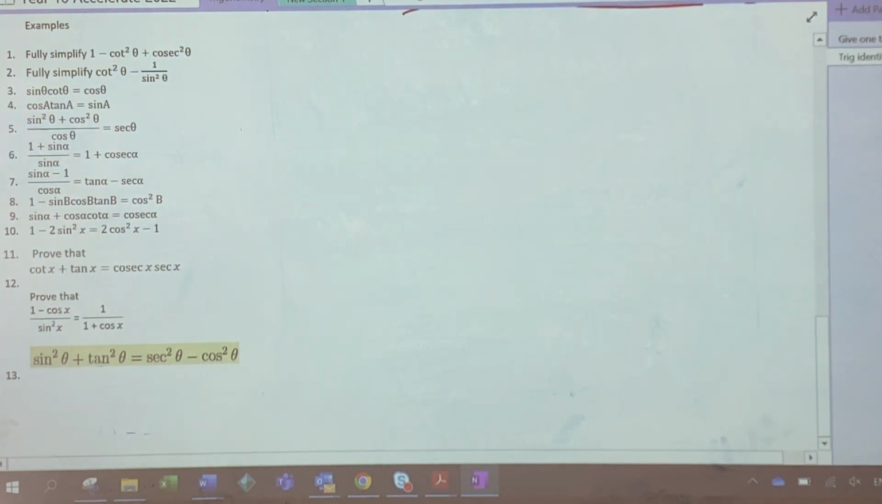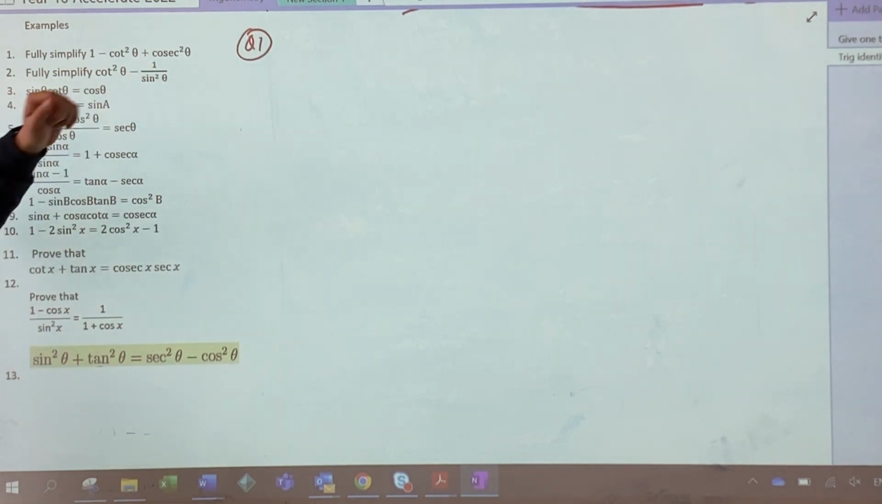Hopefully I do have enough space. So, question 1. It says, fully simplify. Notice that I put some of the simplify questions first, and all the rest is proof or show that sort of thing. Okay? Let's have a look. Fully simplify 1 minus this minus that.